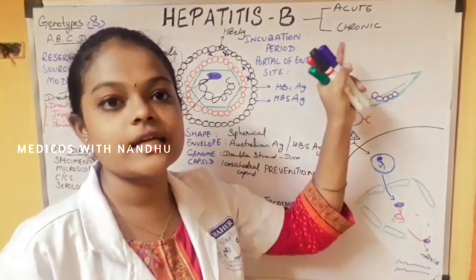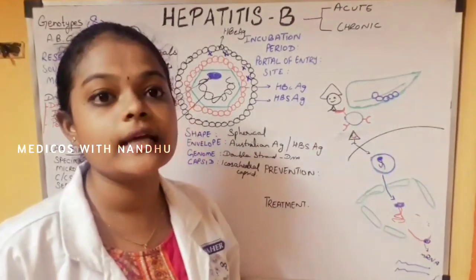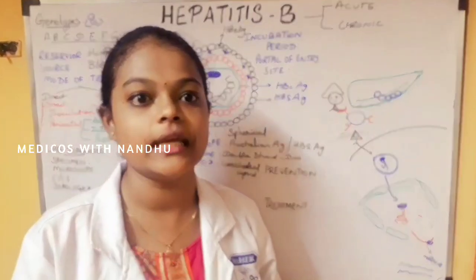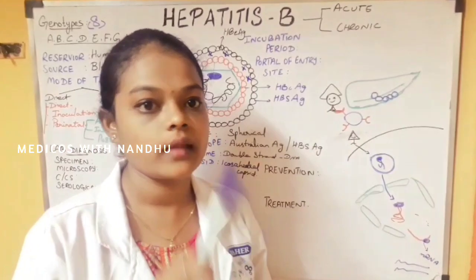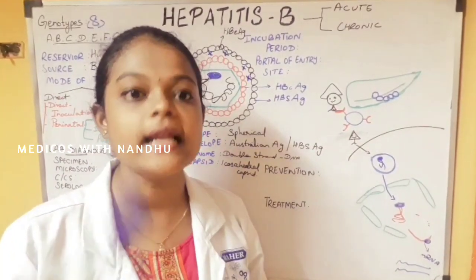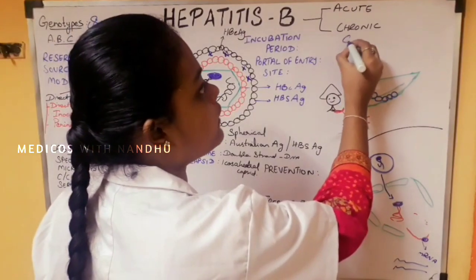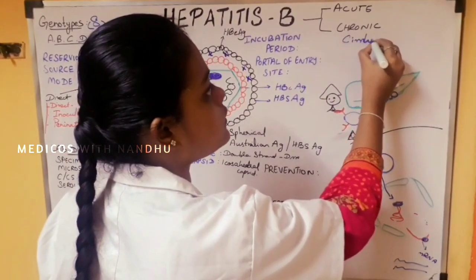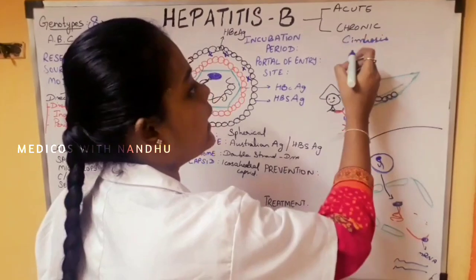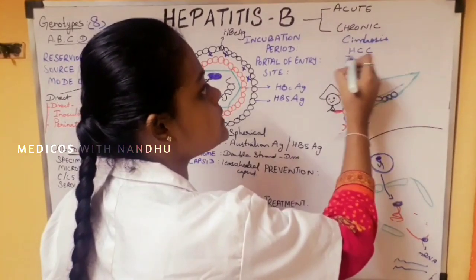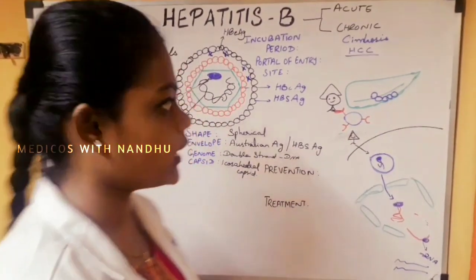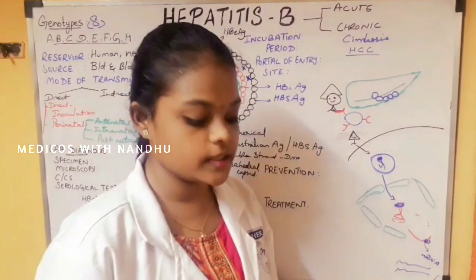So the chronic stage has the symptoms of cirrhosis, as well as HCC, hepatocellular carcinoma. So it has both things: the main one is cirrhosis, shrunken liver, and HCC, hepatocellular carcinoma. Okay, so these were the symptoms present here.